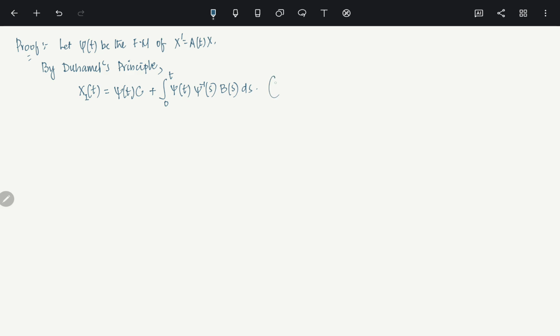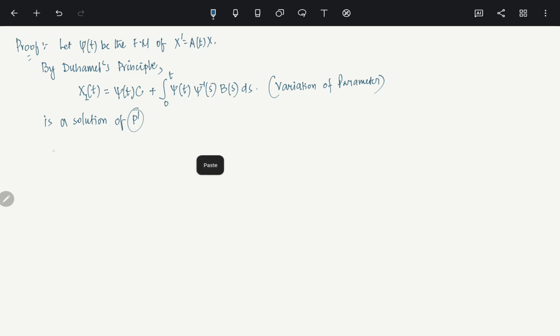I am not quite sure whether I told you that this is Duhamel's principle or not. Essentially, I think we called it a variation of parameter. This is basically variation of parameter, but the principle is called Duhamel's principle. Okay, variation of parameter formula. So we have that this particular function is a solution of P prime, yes, in terms of the fundamental matrix.